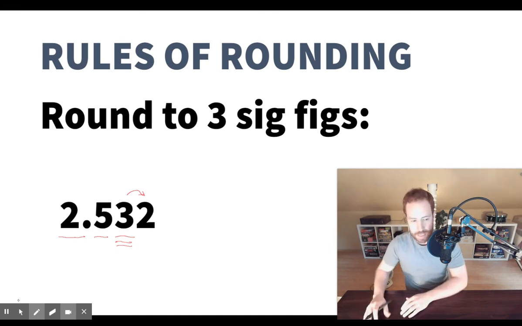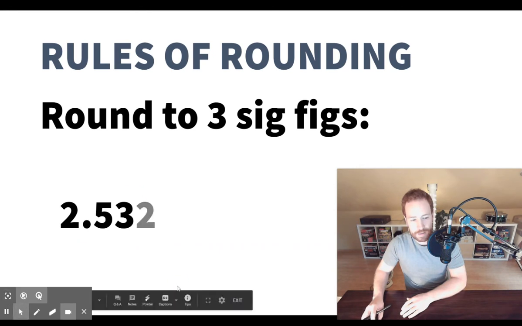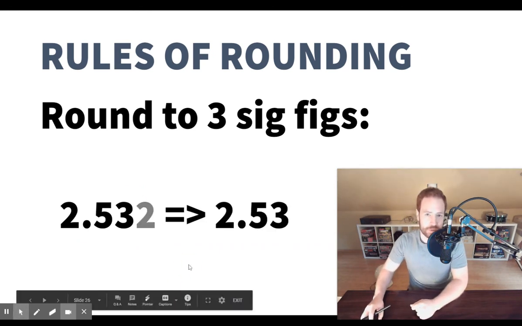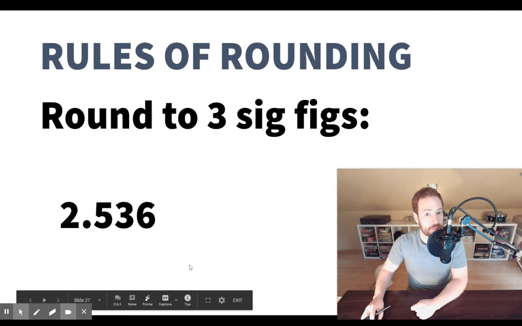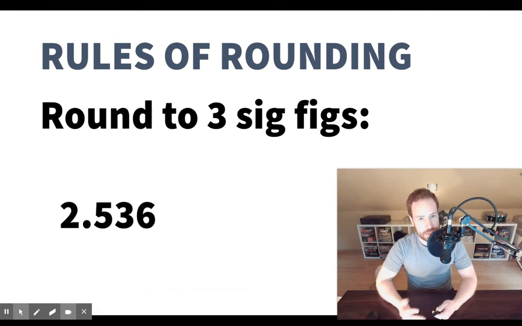And so what we get is that this number would round to 2.53. Now, what if it was 2.536?